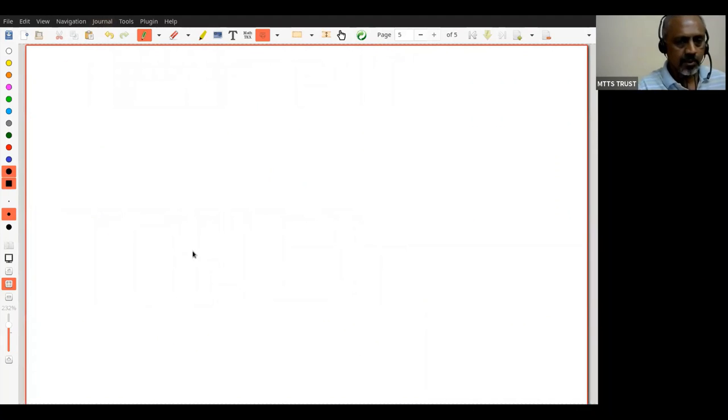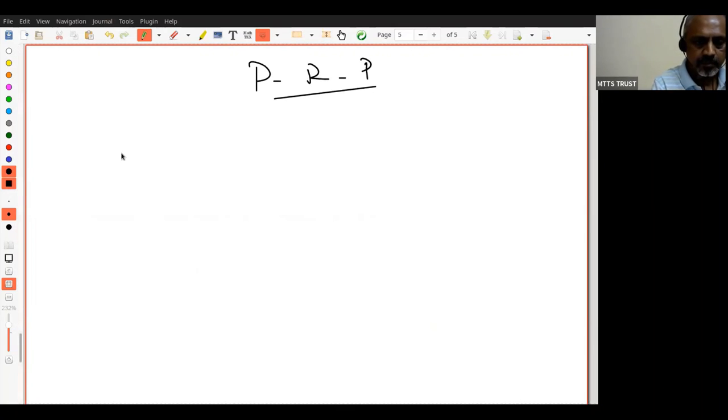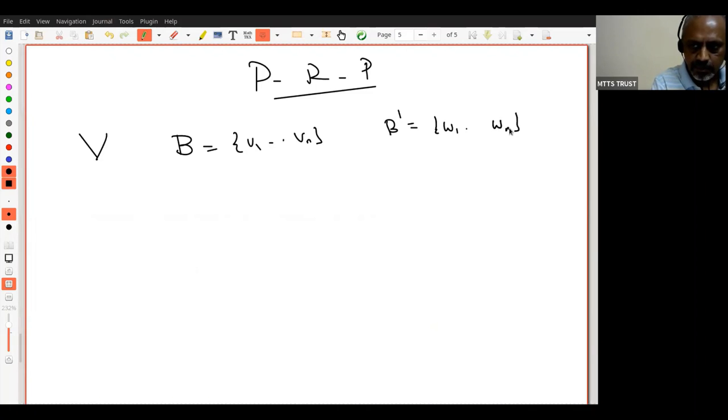Okay. Now I want to attend to the very general problem. Pause, review and proceed. Now suppose V is a finite dimensional space and B is an ordered basis V1 to Vn, and B dash is another ordered basis W1 to Wn. Let us write phi B of V. Remember, phi B is a linear isomorphism of V to R n, and similarly let me simply call it phi and phi dash. Are you happy?